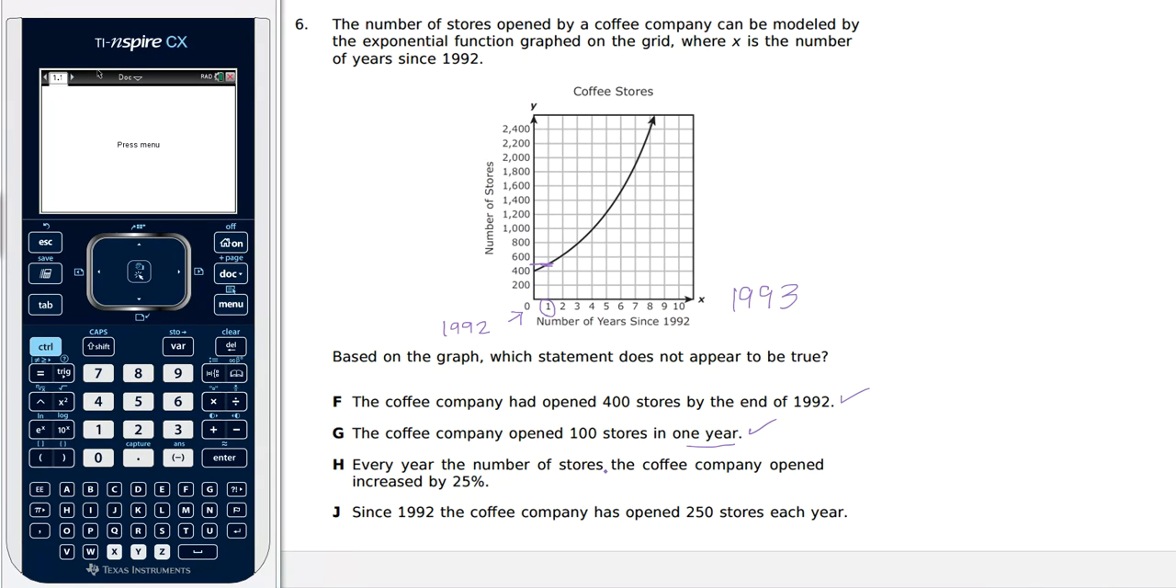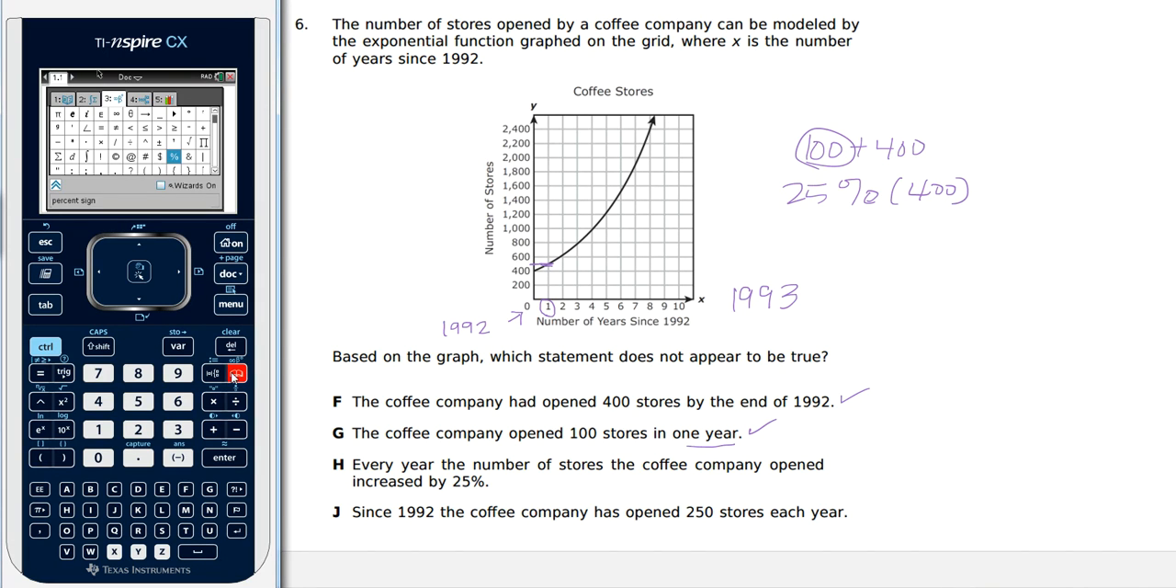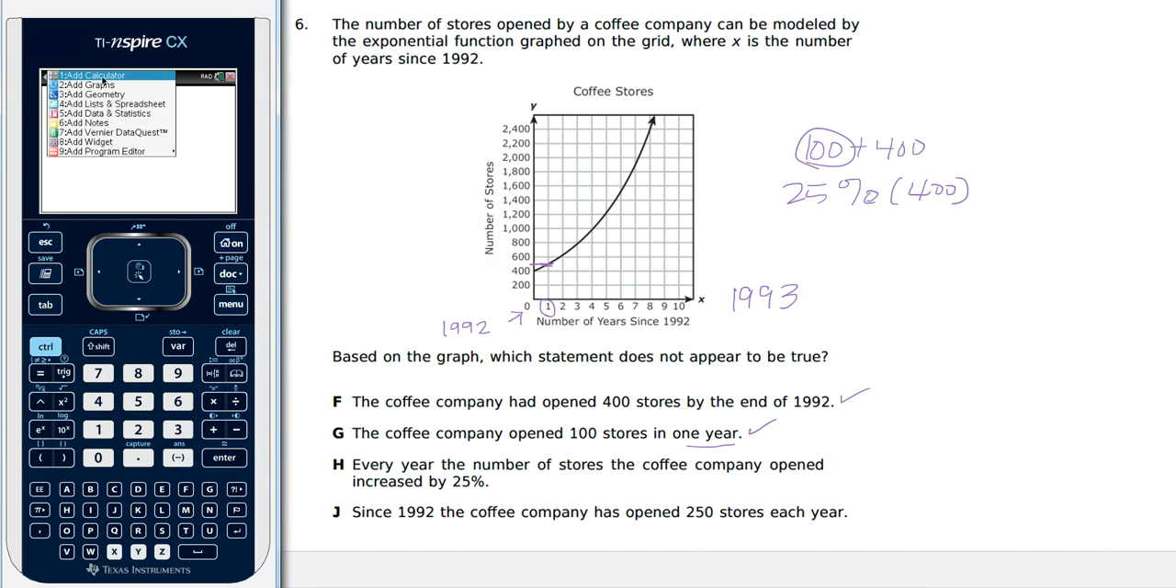Every year, the number of stores the coffee company opened increased by 25%. So is 100, because 100 is the increase from 400, 25% of 400? Well, let's see. What is 25%, let me get a calculator first, of 400? 100. So that's definitely true for the first year.